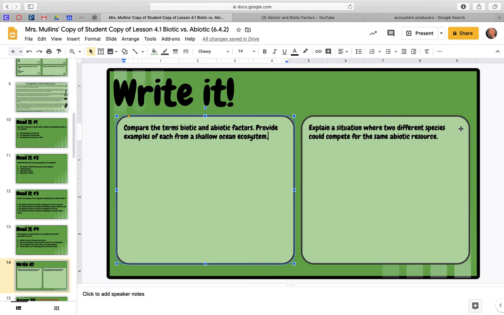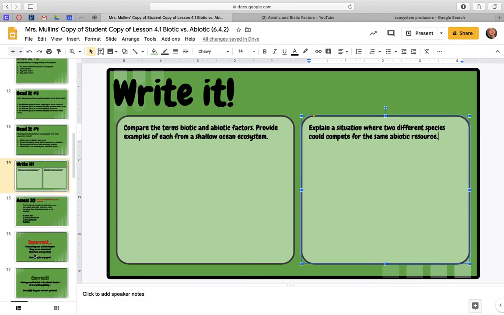Explain a situation where two different species could compete for the same abiotic resource. So this happens all the time. So you're thinking about two animals in an ocean ecosystem, a marine ecosystem, competing for space or shelter, or something of that sort. You could do a forest ecosystem, you could do a desert ecosystem, whatever you prefer.